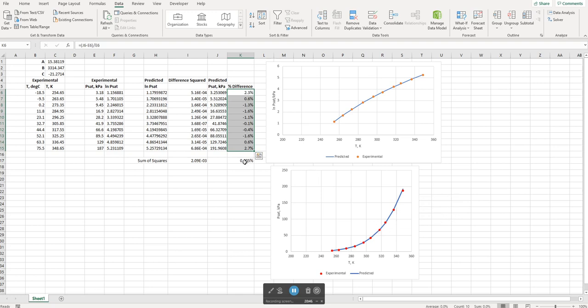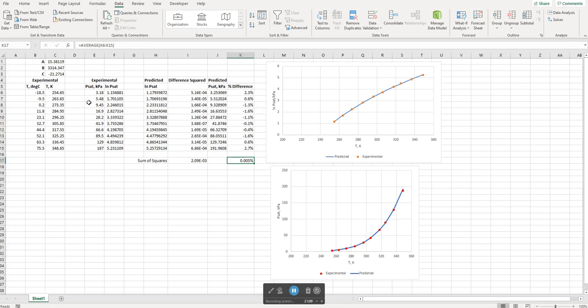All right, and if you do an average, and so this is taking into account both positives and negatives, so we're looking at the average percent difference, we got about 0.005%. That's pretty small. So this is a nonlinear regression that's done in Excel.